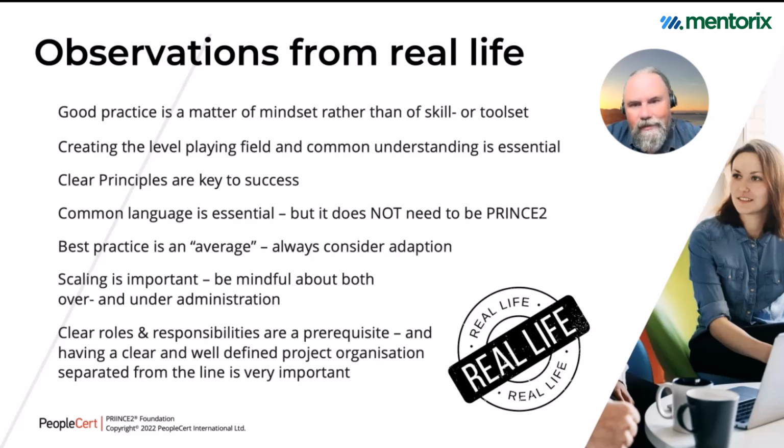The common language, and tied into it, does not need to be Prince2, but the common is the important part here, not Prince2 language. The common is important.